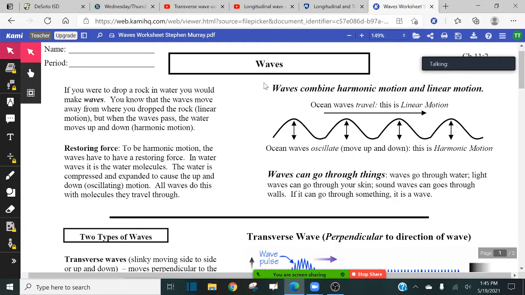Okay. Now, whenever we're talking about waves, remember waves combine both harmonic motion and linear motion. For example, if you have an ocean wave traveling along, so if you have wind carrying an ocean wave along, that wave has a linear component, right? Because it's moving throughout the ocean, and it also has a harmonic component because if you look at the surface of that wave, you're going to see it's kind of bobbing up and down, up and down. So as it bobs up and down, that process is repetitive. So waves combine harmonic motion and linear motion.